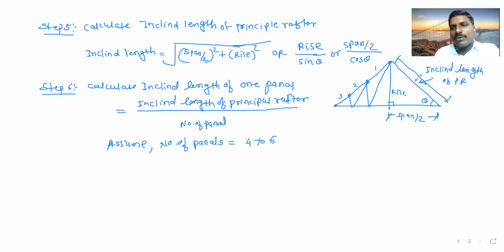So are you getting how to calculate the length of this one panel? This is the length of one panel, from the first joint to the second joint. And this length we can calculate as total length divided by the number of panels we have assumed. If we assume 4, 5, or 6, then for each of these we will get the length of this one panel. Are you getting?